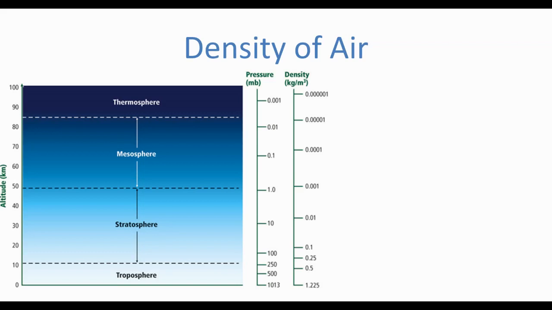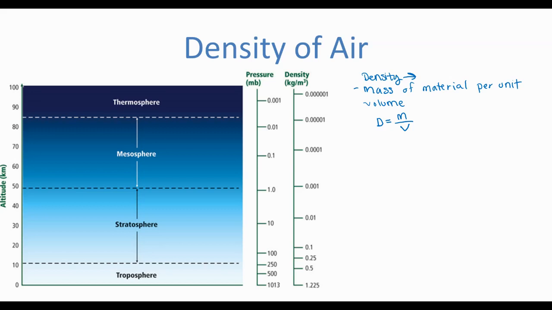Air density is the mass of material per unit volume. So density is the mass of material per unit volume. You might recall us doing an experiment. So the formula for density is density equals mass over volume. We did a lab with density.